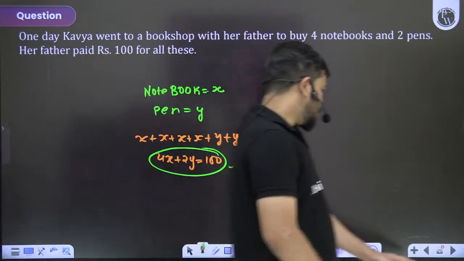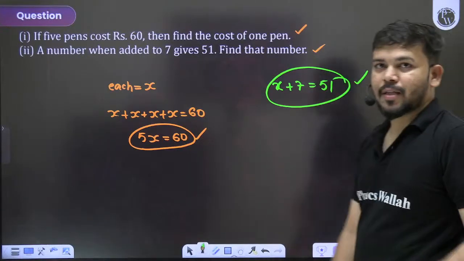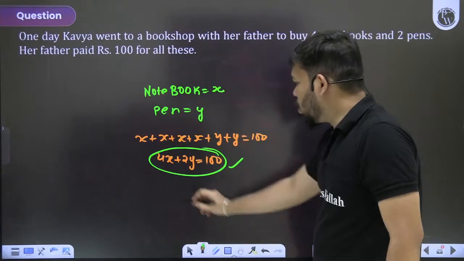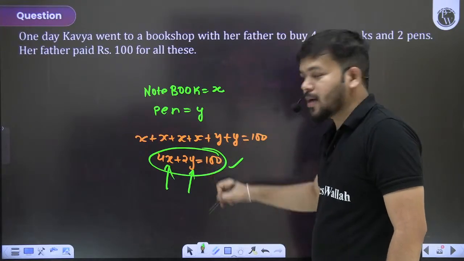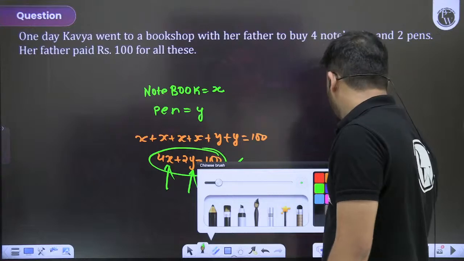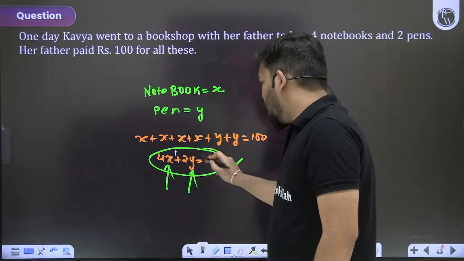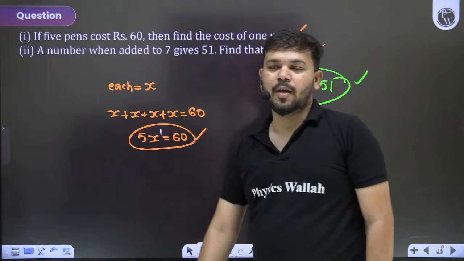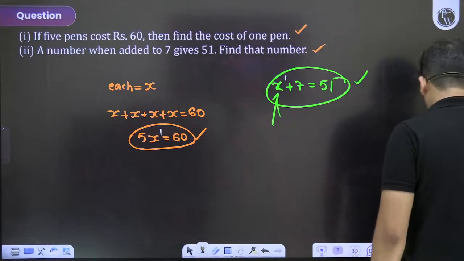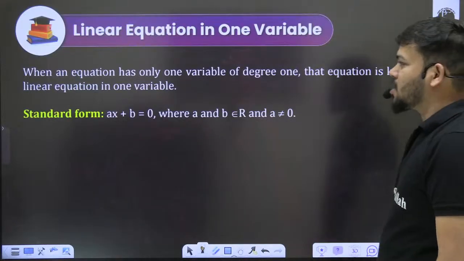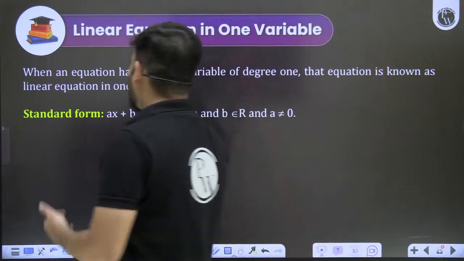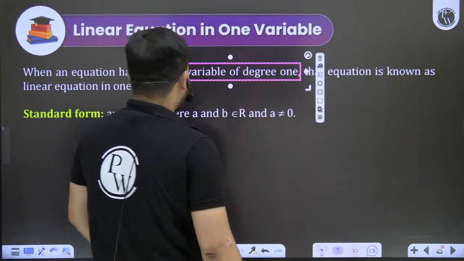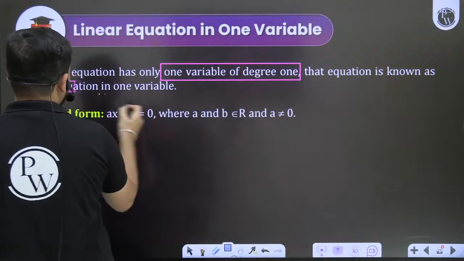So in these 3 equations, if you observe, there are variables. Here only one variable is there. Here you can see 2 variables are there. And the variable power you can check over here. The variable power is 1 here, and also 1 here, and 1 here. This is one common thing you can notice. And these equations are known as linear equations. When the equation has only one variable and the degree is equal to 1, that equation is nothing but a linear equation in one variable.